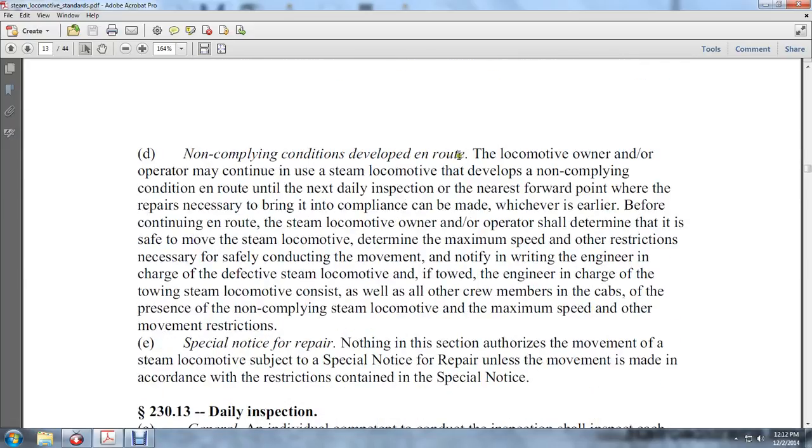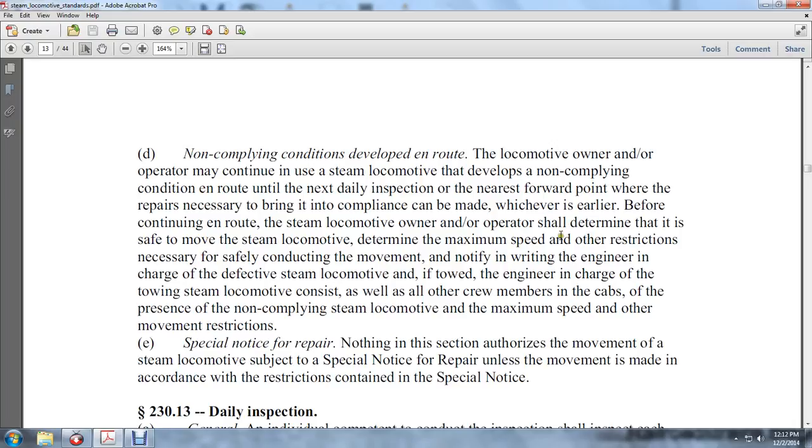Non-compliant conditions developed en route. The locomotive owner or operator may continue a steam locomotive that develops non-compliant conditions en route to the next daily inspection point or the nearest forward point where the repairs to bring it into compliance can be made, whichever is earlier, before continuing en route.